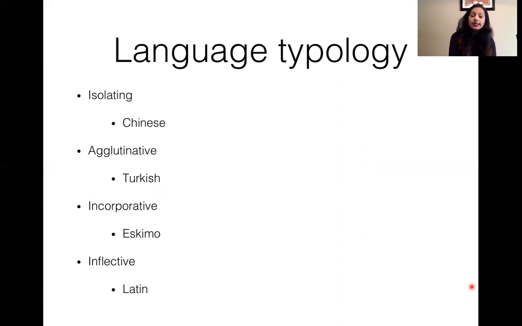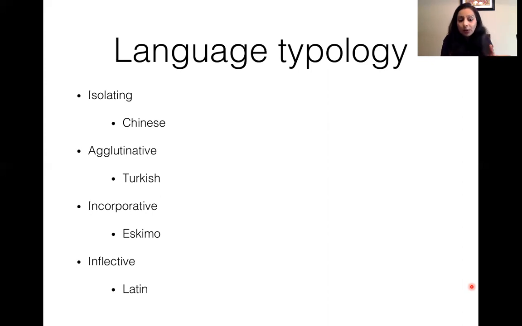So Chinese is an example of an isolating language. There is no known connection to other languages, but also within the language itself, the morphology is isolating. So you write it independently as independent morphemes. Turkish is an example of an agglutinative language, where you fuse together different morphemes. And again, this is just a review of 315. You should be familiar with these terms by now.